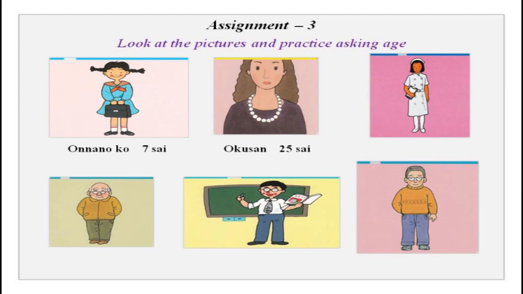Okusan, nijugo sai desu. Kangofu san, nijuni sai desu. Oji-san, 65 sai desu. Sensei or kyoshi, 32 sai desu. Oto-san, 35 sai desu.